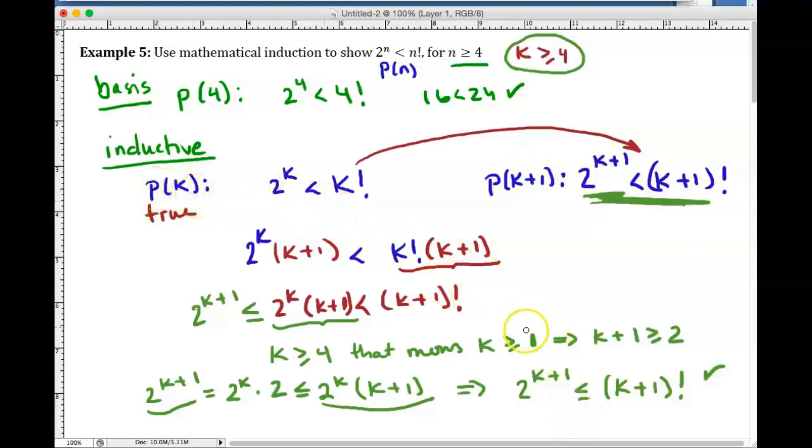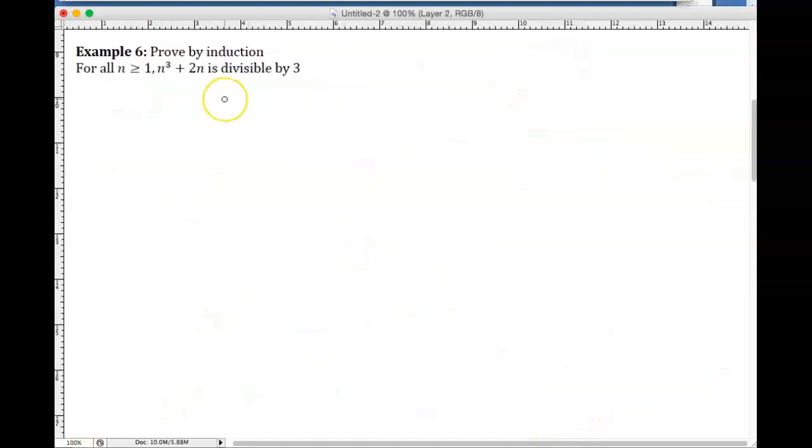Given that Pk is true, so that completes the inductive proof. So next couple of problems are what are called divisibility problems. This is kind of the third main type of problem that induction is useful for. It says that we want to prove by induction that for all n bigger than or equal to 1, n cubed plus 2n is divisible by 3.